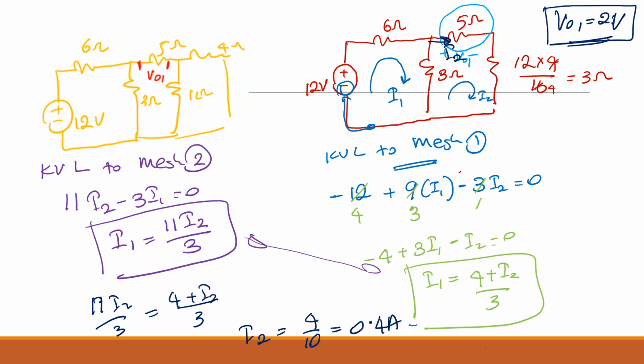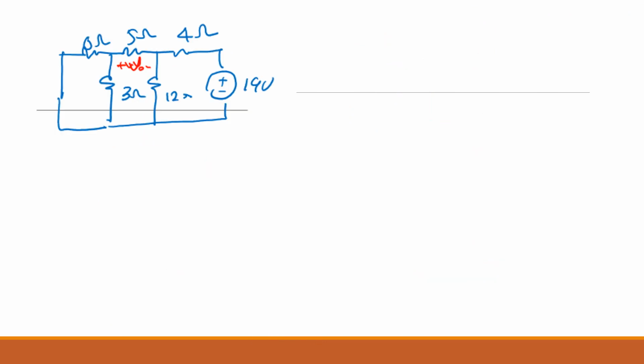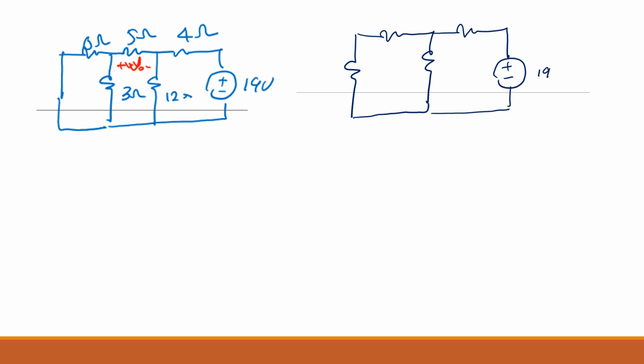When you consider the 19, you can do it in the same way. So we can add this 6 and 3 together. In this one they are parallel, isn't it? 6 and 3, are they parallel? So 6 times 3 divided by 9 is equal to 2 ohms, isn't it? And this will be 5 ohms, 4 ohms, 12 ohms.